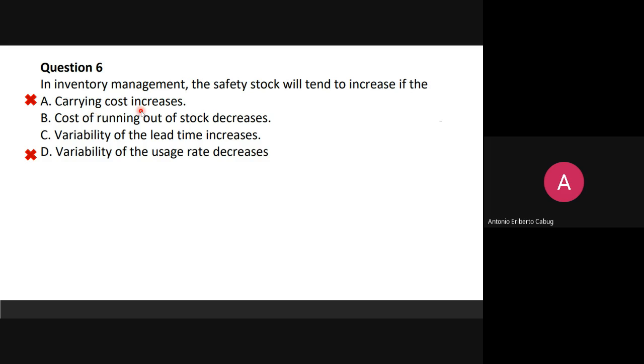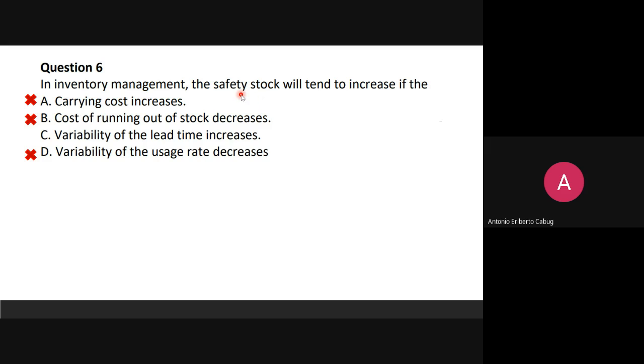If your carrying cost increases, you do not want safety stock because it will consume a lot of carrying costs. If the cost of running out of stock decreases, yung mawawala sa iyo kapag nag-out of stock ka, ay hindi ganun kalaki. It decreases. Hindi ka motivated to keep a safety stock.